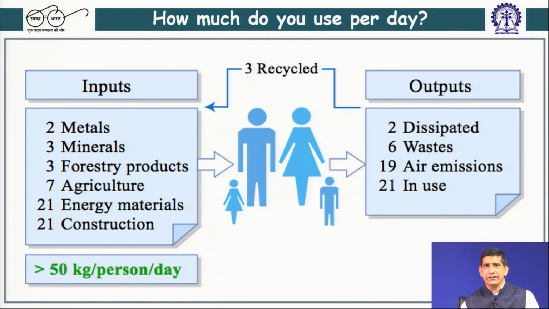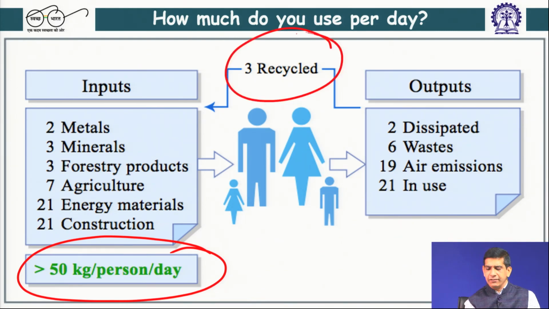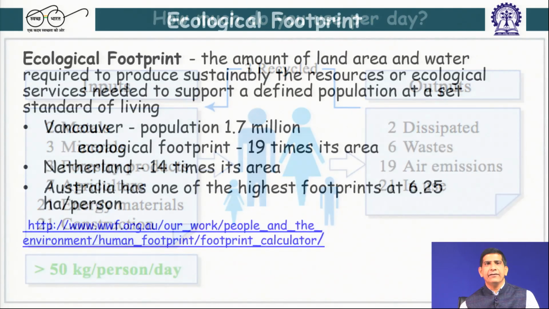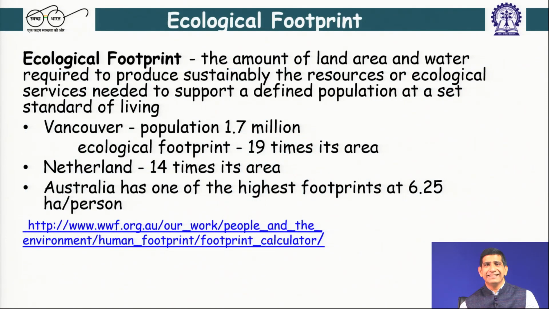Based on different things that we do globally, we consume around 50 kg of resources per person per day, and out of that only 3 kg gets recycled and 21 is in use. So, 21 plus 3 is 24, and the rest, around 26 kg of resources, is just dumped into the environment. We cannot have that business as usual, and that is leading to a lot of increase in our ecological footprint.